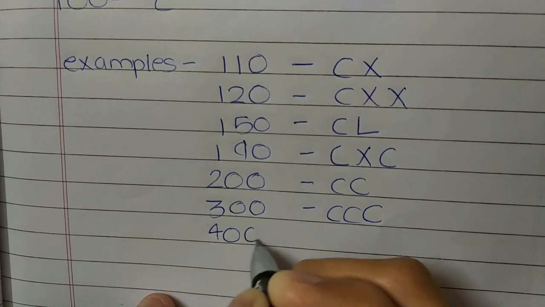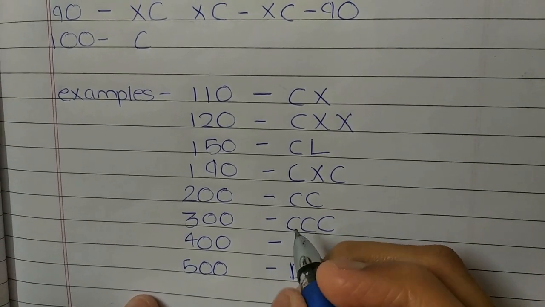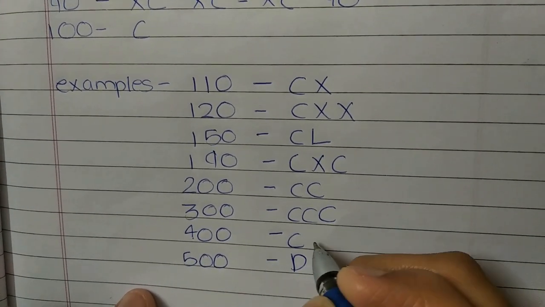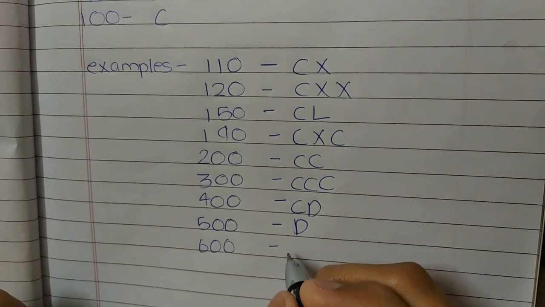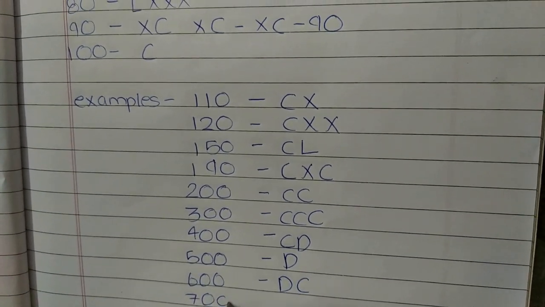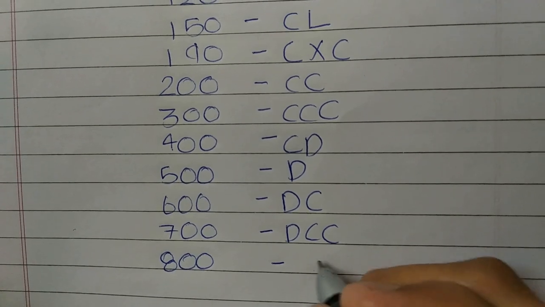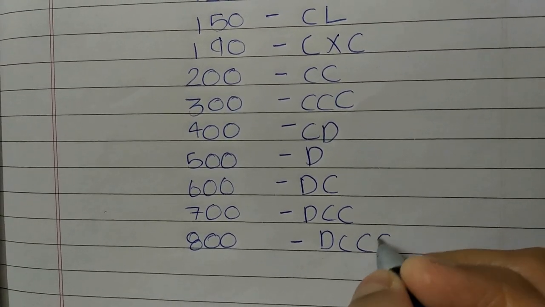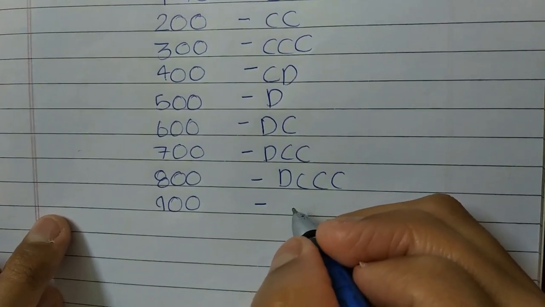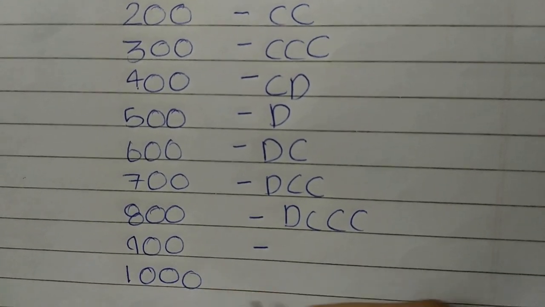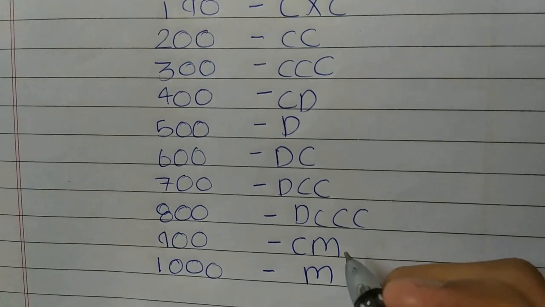Can you tell me what is 400? I will write 500 first. It's D. So for 400 we have to take one C and we have to take D. Means CD. CD is our 400. 600 is DC. 700 is D double C. 800 is D triple C. 900, I will write 1000 first. M. It's CM. Means 900.